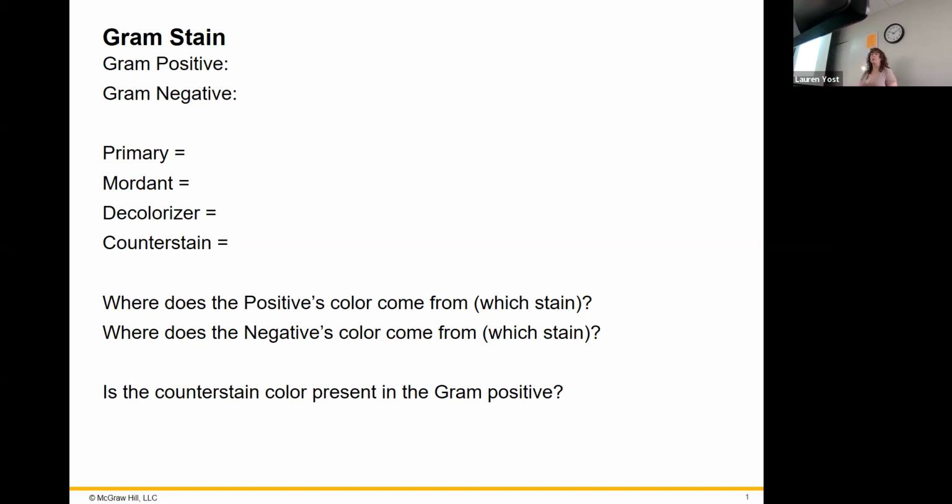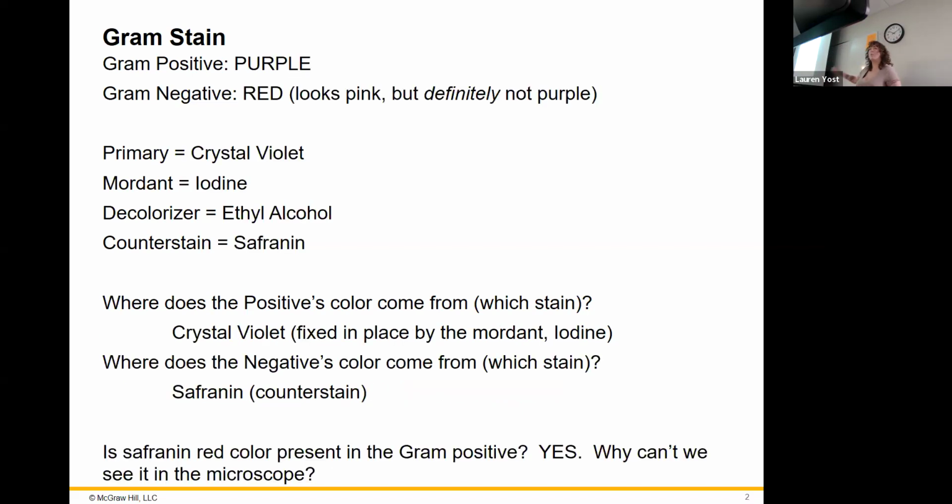Gram positive, basically, let's just go over to this part of it. So gram positive should be purple. I used to give this as like a quiz and people would turn it in after, but I don't want to do that today. So gram positive is purple, positive purple, P purple, negative red. To me, red is a negative color. Like I've said before, it looks pink, but it is definitely not purple.